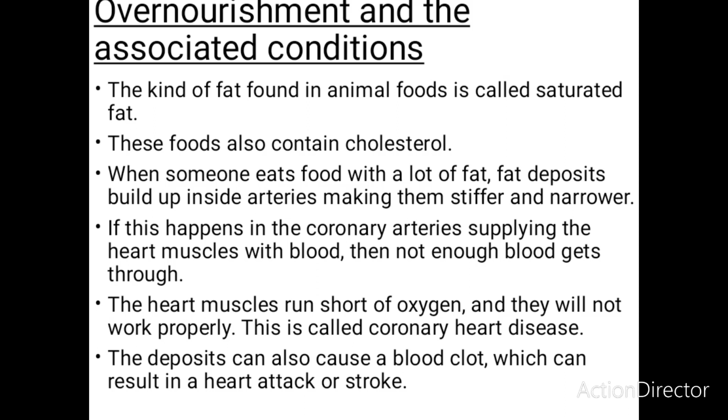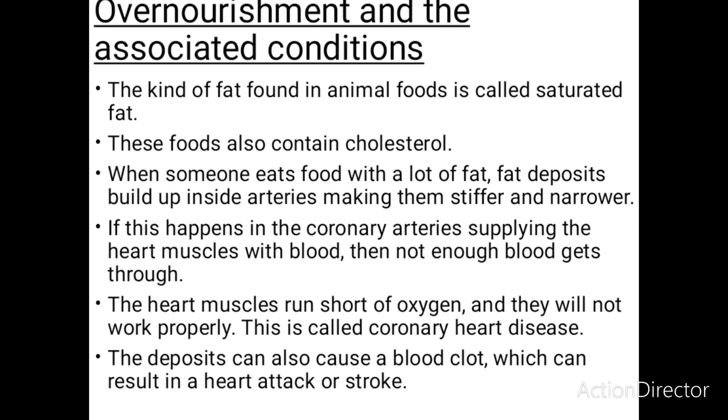And if this happens inside the coronary arteries that supply the heart muscles with blood, then not enough blood gets through to the heart. This means that the heart muscles run short of oxygen and they will not work properly. So this is called coronary heart disease. So basically, coronary heart disease is a condition in which the coronary arteries are blocked. And the coronary arteries are the arteries that bring blood to the heart muscles.